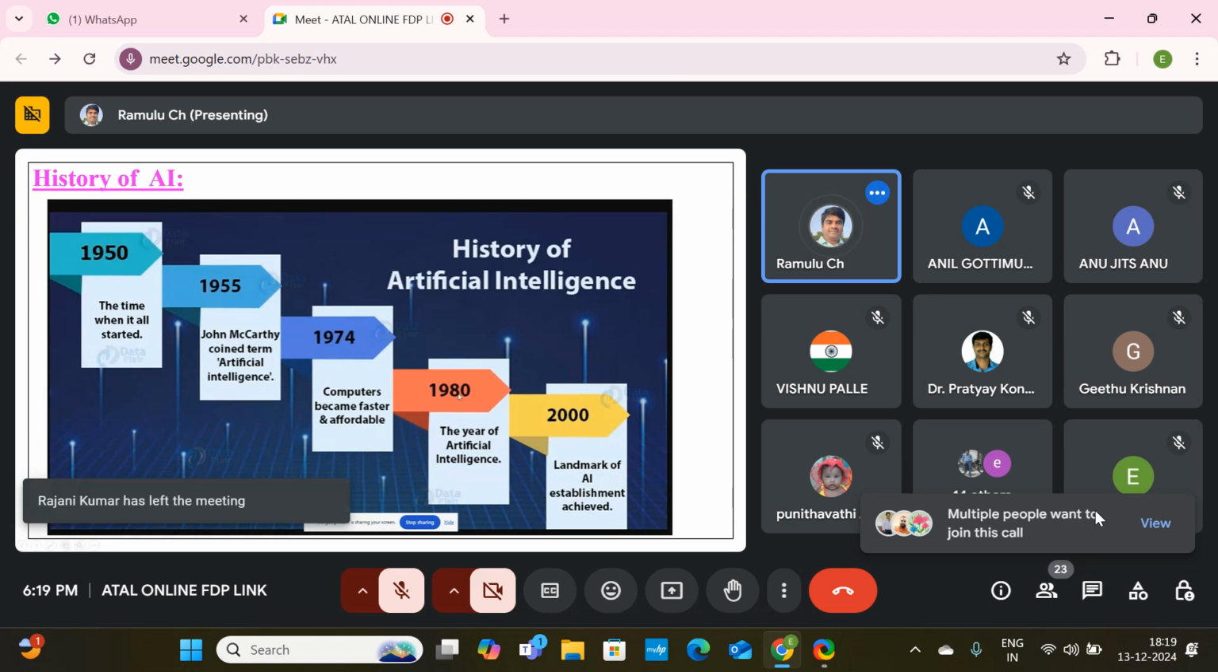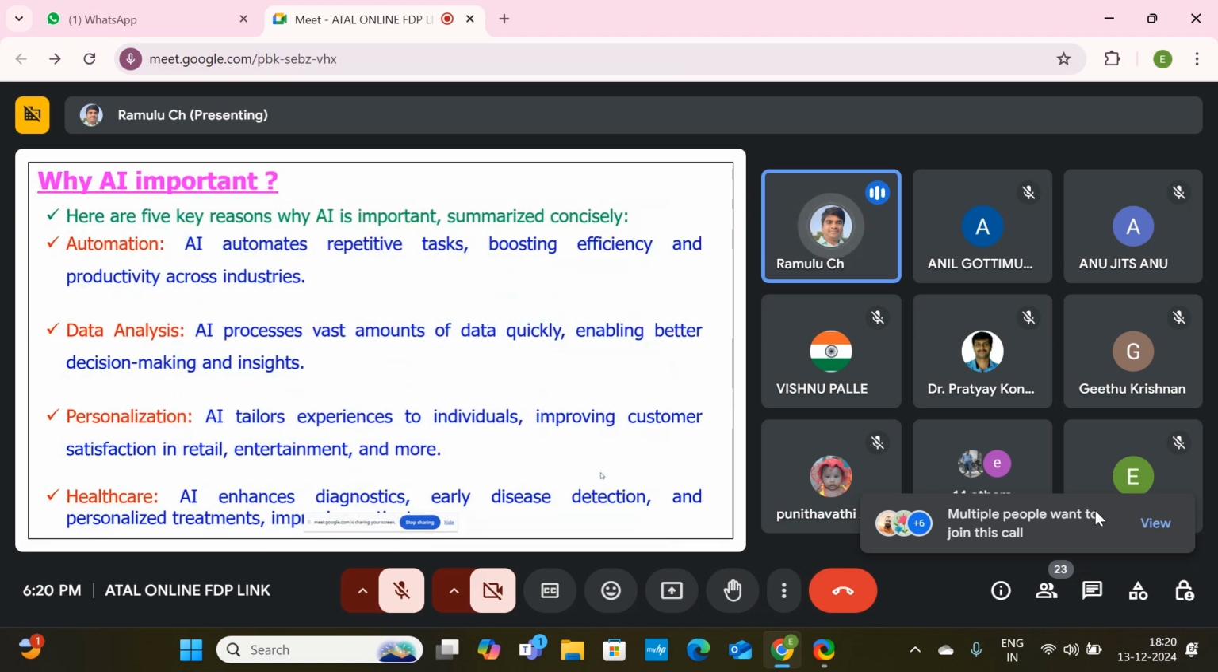Now coming to the year 1980, after 6 years, the era of artificial intelligence started. The actual year the artificial intelligence concept started is 1980. From 1980 to 2000, after a 2 years gap, there is a landmark of AI and the establishment achieved. Therefore, the effective usage of AI started in the year 2000. Okay, fine.